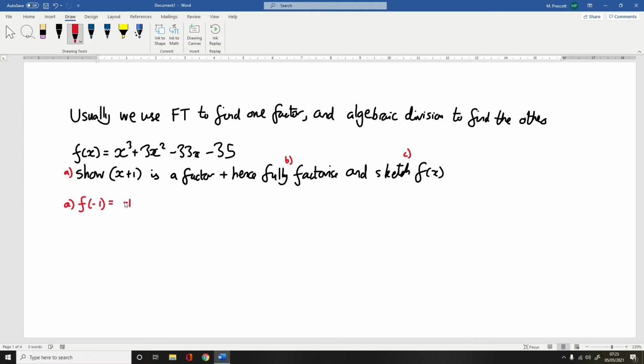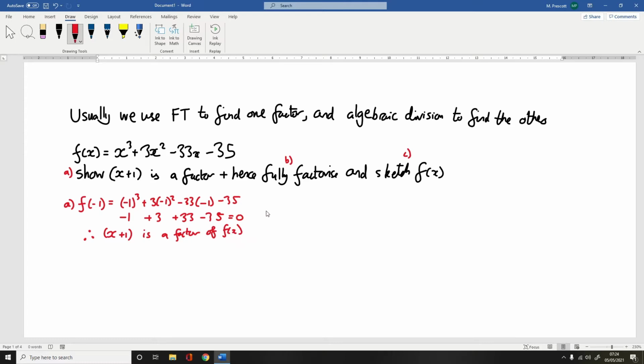So minus 1 cubed plus 3 lots of minus 1 squared, minus 33 lots of minus 1, minus 35, what's that? That's minus 1, plus 3, plus 33, minus 35, that'd be 36 minus 36, that's 0. And therefore we can say x plus 1 is a factor of f of x. Easy enough.